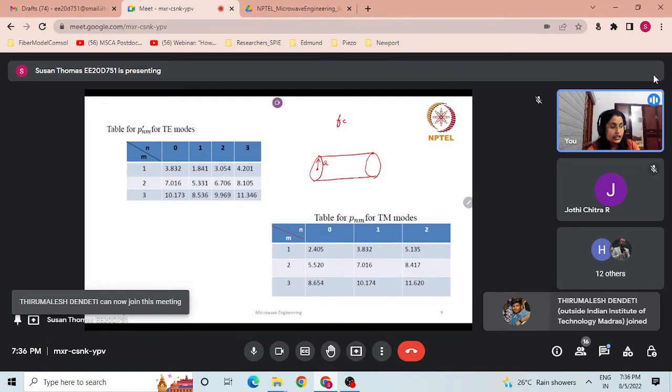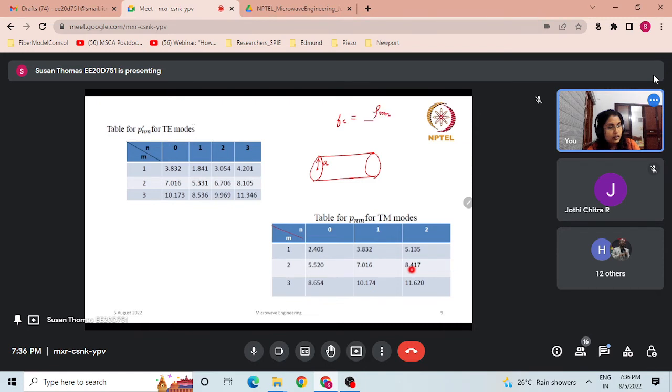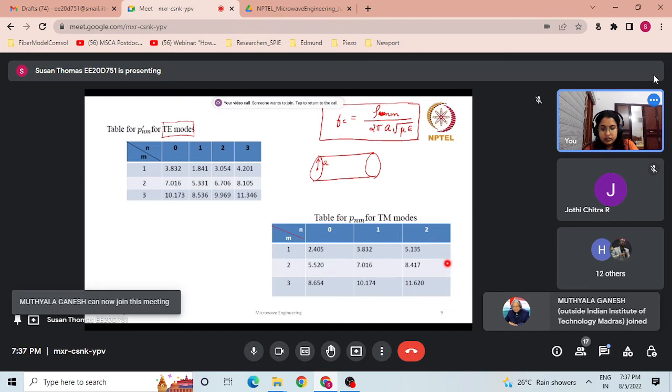I hope you remember the expression for the cutoff frequency: fc is equal to rho mn divided by 2 pi a into square root of mu epsilon. Let me quickly discuss the parameters in this expression, because it's really helpful. Here rho nm is available from this table. Even during the examination you will be given this table for rho nm.